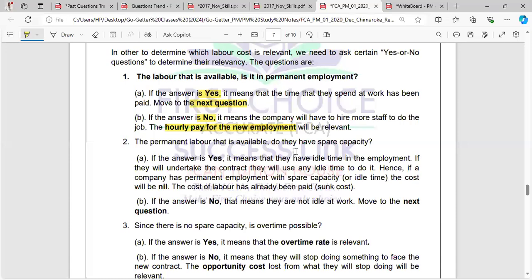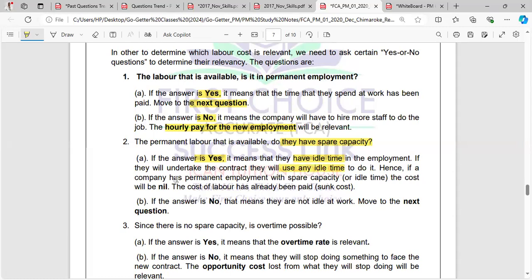Now, what it means is that if they have spare capacity, the answer is yes. That means they have idle time. For someone to have spare capacity, the person has idle time. That means he has time he uses to press his phone, he has time he uses to play games. Otherwise, he should be working. You have idle time. And so that idle time will be used for the job.